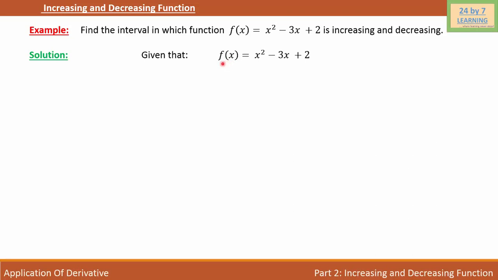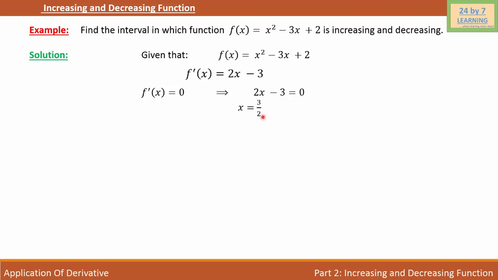So let's differentiate. The differentiation of f(x) is f'(x), which is equal to the differentiation of x², which is 2x, minus the differentiation of 3x, which is −3, and the differentiation of 2 is 0. So our f'(x) is equal to 2x − 3. Let's find f'(x) = 0. So 2x − 3 = 0. If we simplify this, we get x = 3/2.